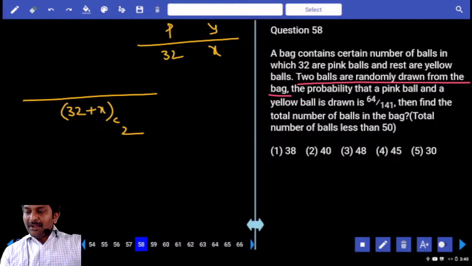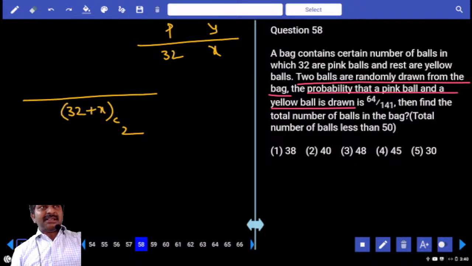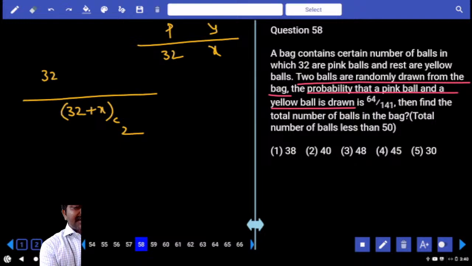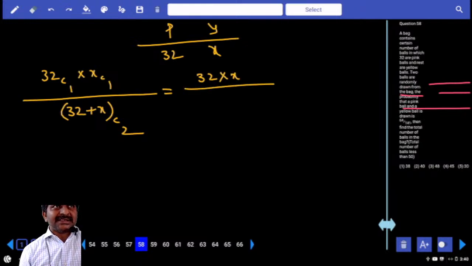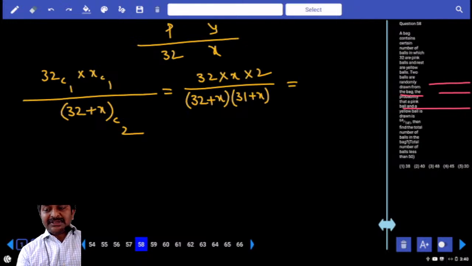Total possibilities. The probability that a pink ball and a yellow ball are drawn is 1 pink ball, that is 32C1, and 1 yellow ball, xC1, and the ratio is equal to 64 by 141. So 32C1 is 32, xC1 is x, over 32 plus x C2. Be careful when writing this: 32 plus x, from this we subtract 1, 31 plus x, divided by 2 factorial, that is into 2, which is given as 64 by 141.